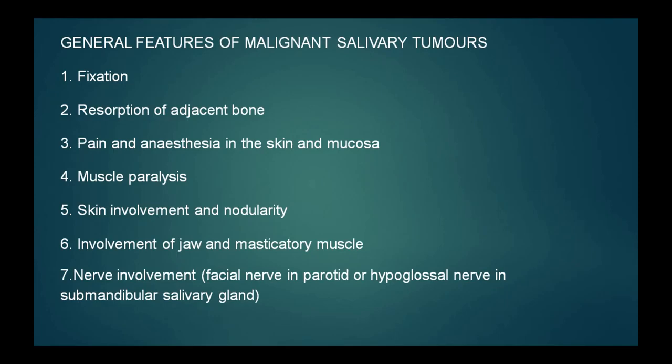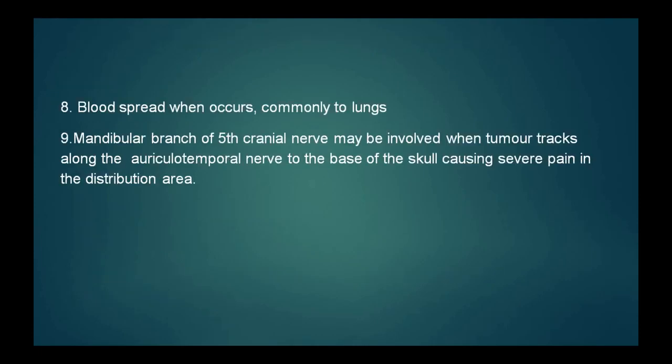Now coming to the general features of malignant salivary tumors. One is fixation. Usually malignant salivary tumors are fixed to the underlying structures. Then resorption of the adjacent bone. Then pain and anesthesia in the skin and mucosa. Then muscle paralysis. Then skin involvement and nodularity. Then involvement of the jaw and masticatory muscles. Then nerve involvement, commonly the facial nerve in the parotid and the hypoglossal nerve in the submandibular salivary gland. Then blood spread, which commonly occurs to the lungs.